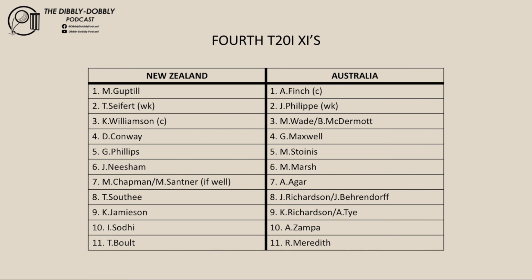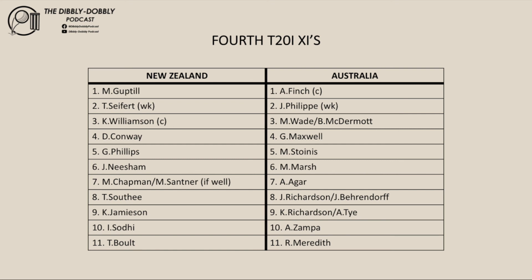After winning the 3rd T20, I think Australia may make some changes to give other players a go before the series is finished. Maybe Ben McDermott to come in for Matthew Wade to see how he goes with the bat. If that's the case, then Josh Philippe can keep wicket if Wade is out of the side. Maybe Jason Behrendorff and Andrew Tye to come in for Jhye Richardson and Kane Richardson, just to change up the bowling attack.